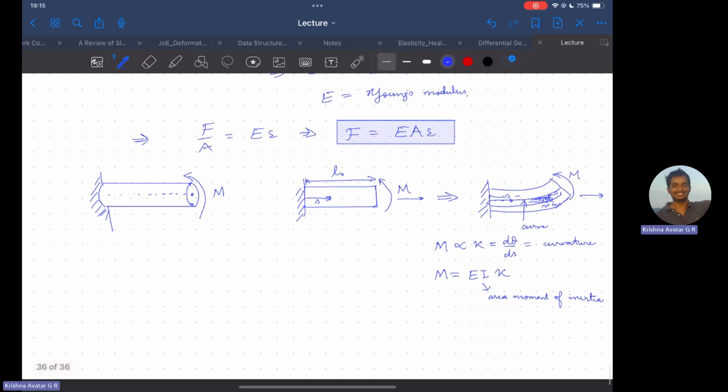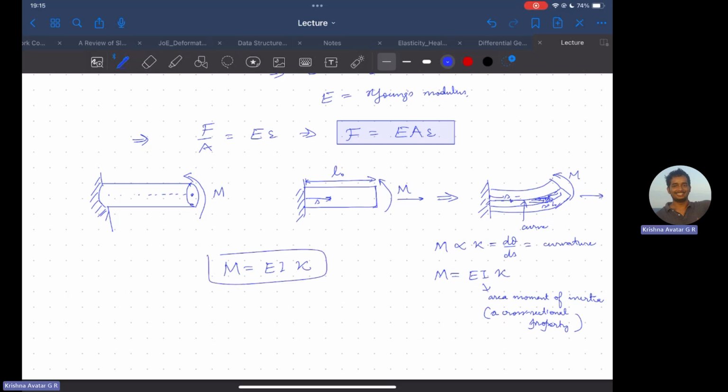So for a circular cross section, it varies from cross section to cross section. So this I is a property of a cross section. It is a cross sectional property. Right? So this M is equal to EI kappa. EI kappa is what we call the linear bending law.